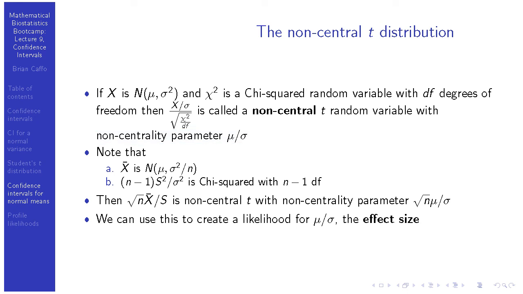So just to put this in context, x bar is normal mu with variance sigma squared over n. (n minus 1) s squared over sigma squared is a chi-squared with n minus 1 degrees of freedom. So square root n x bar divided by s works out to be a non-central t with non-centrality parameter square root n mu divided by sigma. At any rate, we can use this fact to create a likelihood for mu over sigma, the effect size. And we can plot a one-dimensional likelihood without having to do any further tricks.